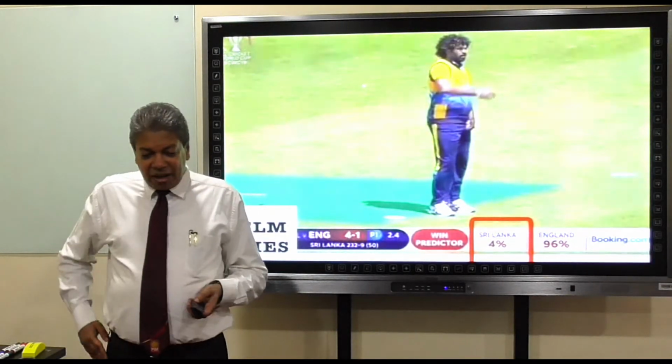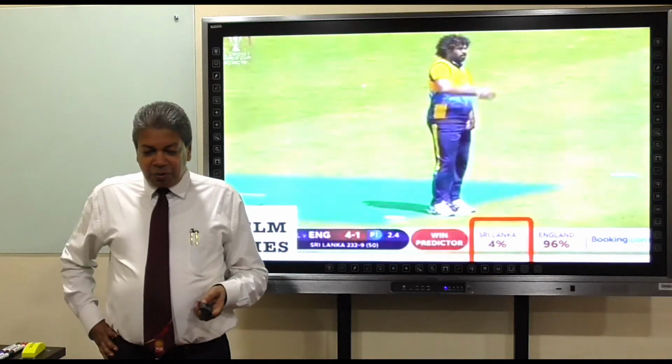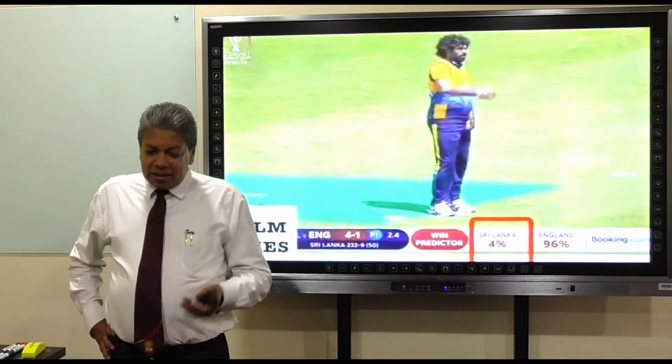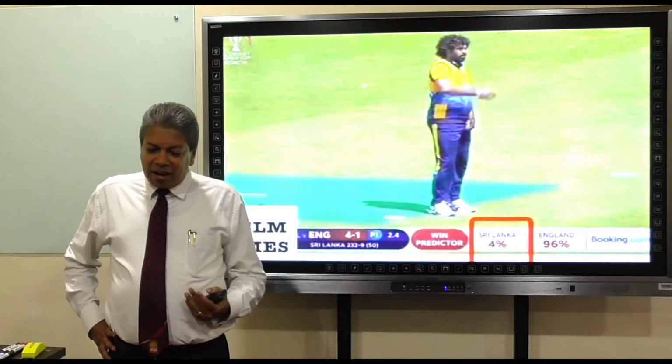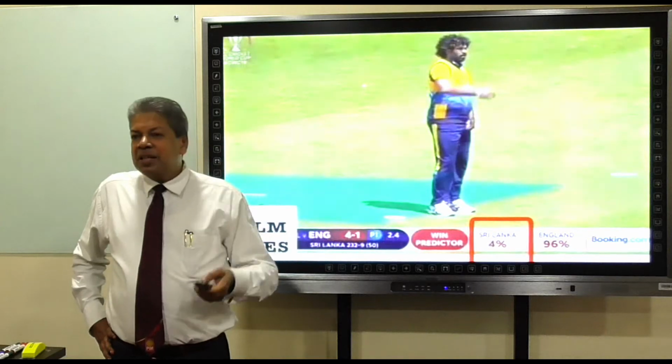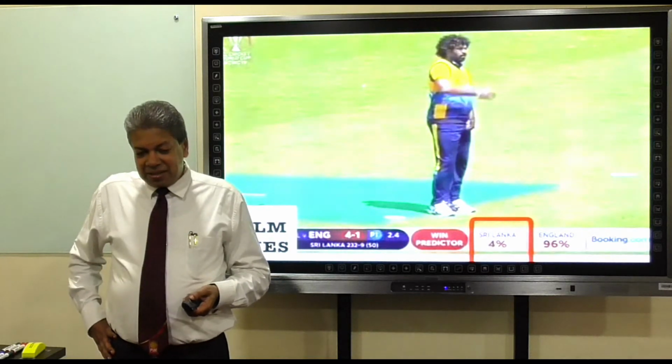So this is one example where no one expected Sri Lanka to beat England, and England was on a good start, but then finally they lost the match. At least we can be happy that we beat the world champions.